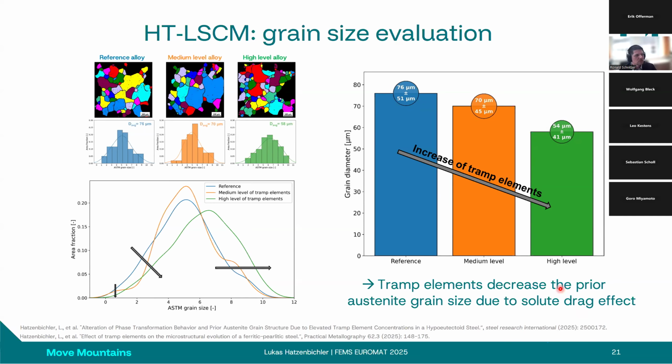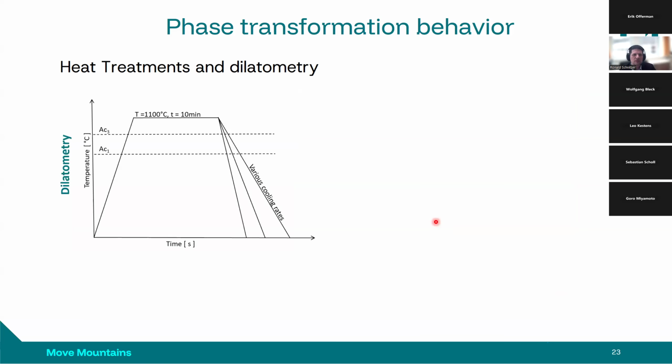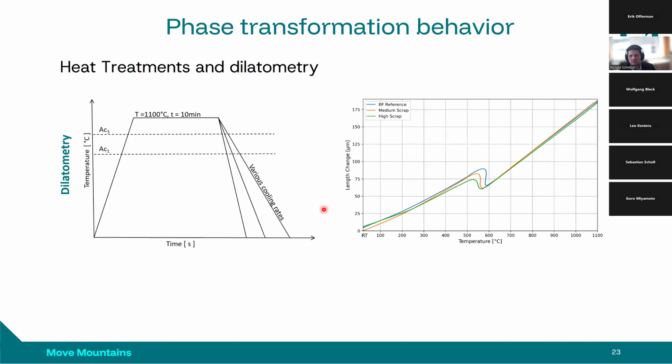In order to further investigate the phase transformation behavior, one can also, of course, do conventional dilatometry. That means you apply heat treatments on your samples and measure the length or the change in length during this heat treatment. And by doing so, you can, of course, do the same variations as we did before. You can have some specific austenite temperatures, and you apply different cooling rates to it. And when doing so, you can again investigate the influence of the increased tramp elements.